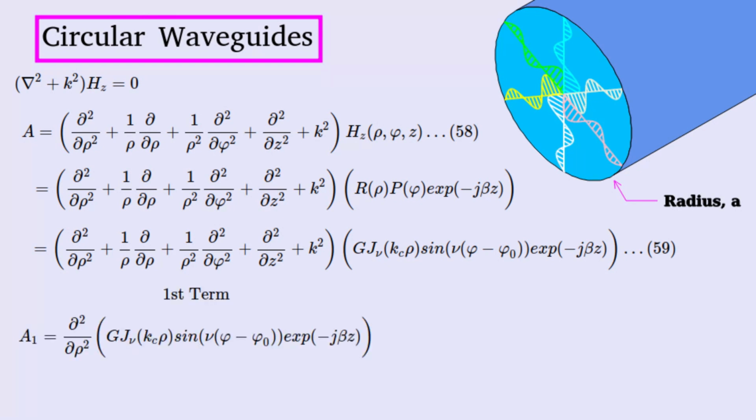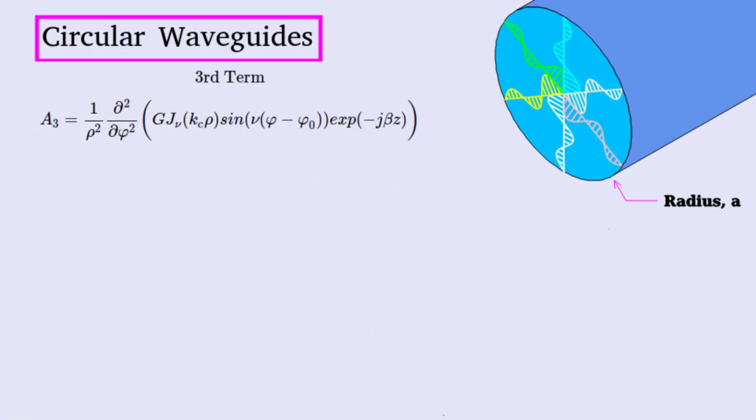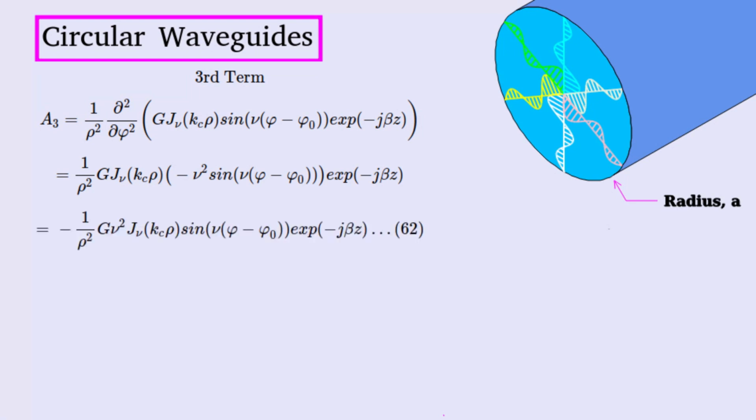We'll calculate this equation one term at a time. Firstly, we'll apply the second derivative of ρ to this equation, which will give us this equation. Then we'll apply this derivative operator, which will give us this equation. Then we'll apply this operator, which is the derivative of phi, so the sine term will get differentiated. And then we'll get this term. And then after simplification, we'll get this term after tidying it up.